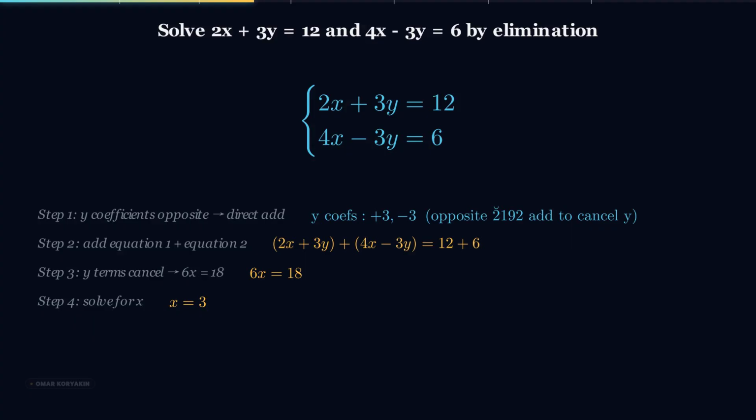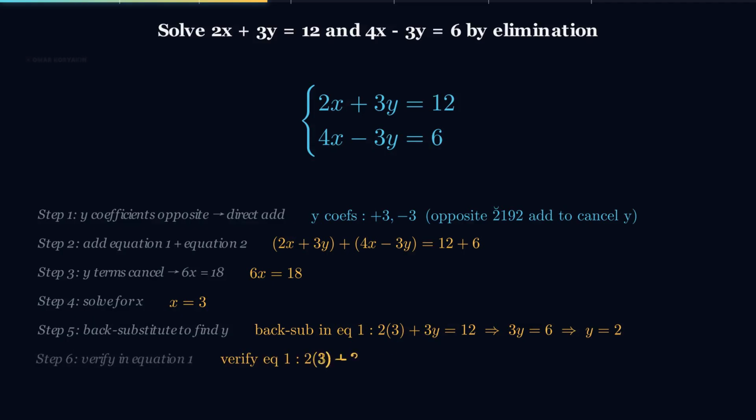Subtract 6: 3y equals 6. Divide by 3: y equals 2. Step 6. Verify in both originals. First equation: 2 times 3 plus 3 times 2 equals 6 plus 6 equals 12. Match. Second equation: 4 times 3 minus 3 times 2 equals 12 minus 6 equals 6. Match. Solution verified. So the solution is x equals 3 and y equals 2.